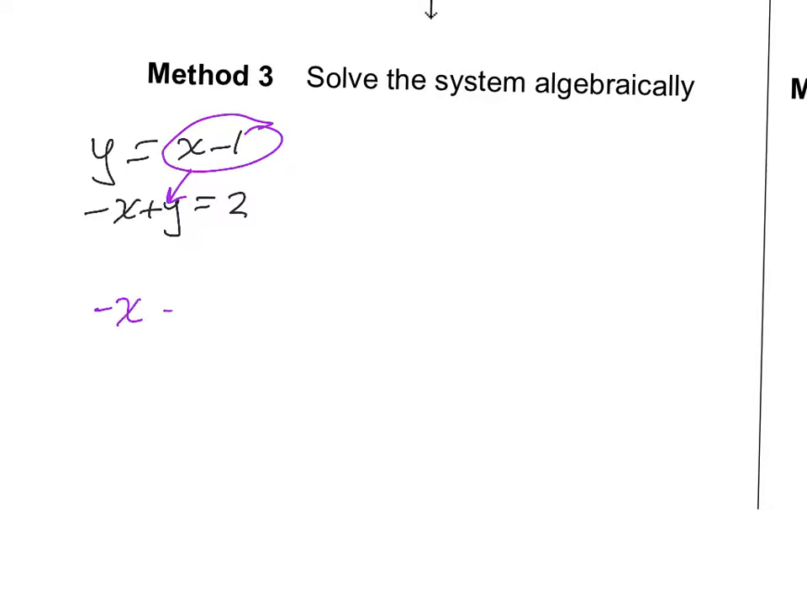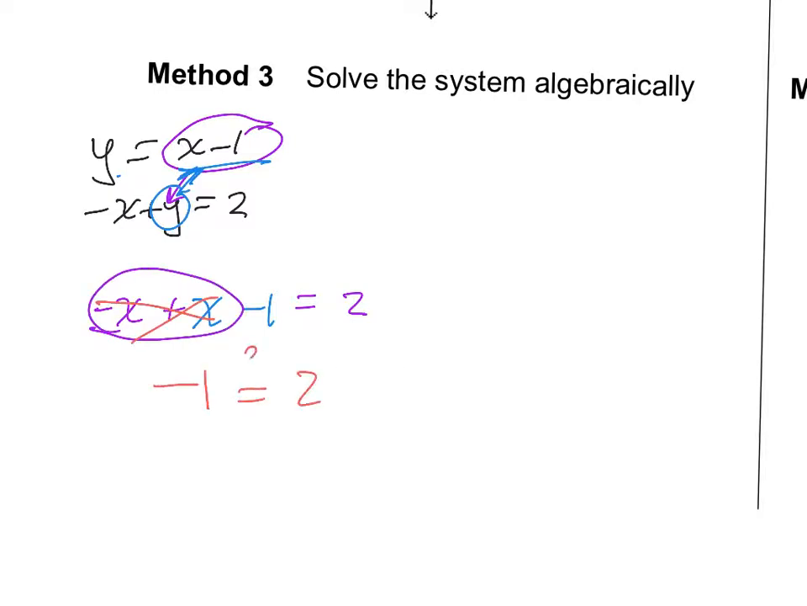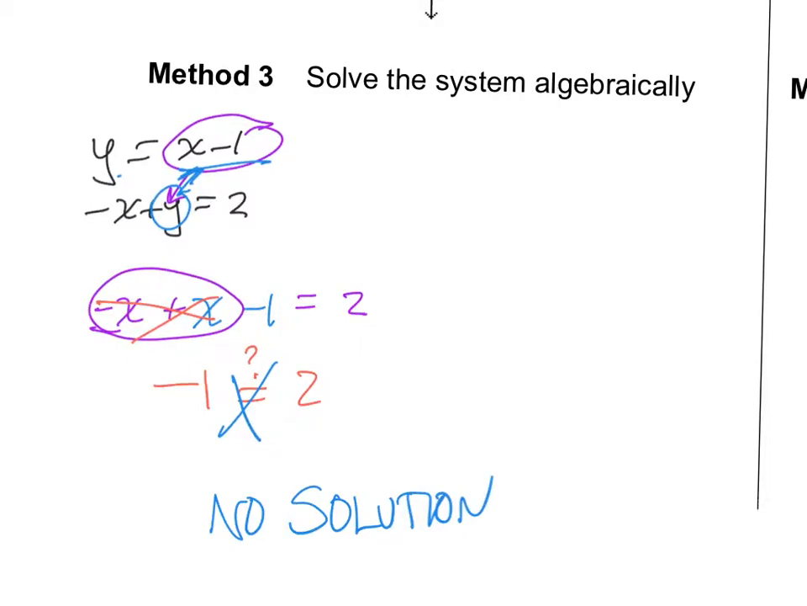And you would get negative x plus y, which is x minus 1. That's what y is equal to, because it tells you right there. And that equals 2. And then I would get negative x plus x. They cancel out. Negative 1 is equal to 2. What? No solution. False statement. No solution. So that is the third way that you could solve.